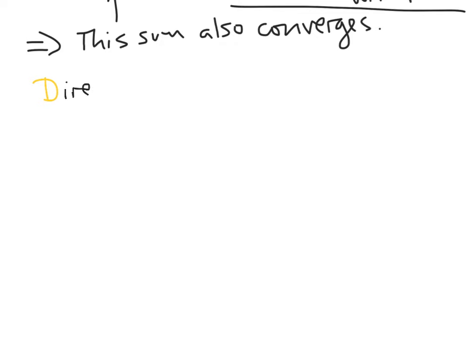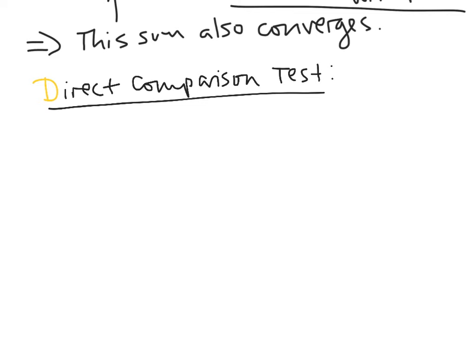The direct comparison test tells us the following. It tells us that if we have the following terms of our sequence, the a_n and the b_n are the terms of the sequence. They aren't the sums, they're just the actual terms. And if we know this is true, then the following will hold.